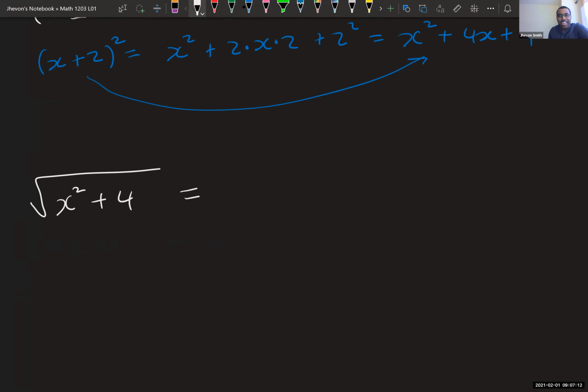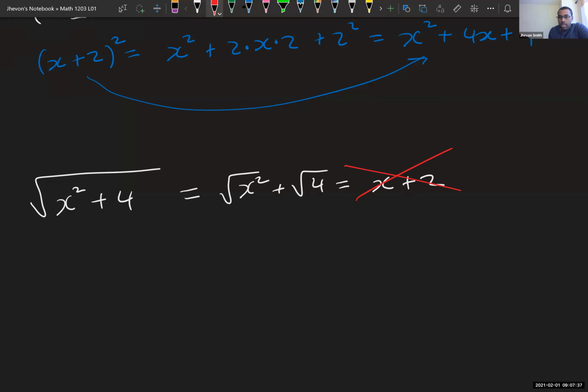What is the mistake here? Can anyone guess? Very commonly, what students will do is square root each term, and they'll write this as x plus 2. This is incorrect. Now, why is that incorrect?